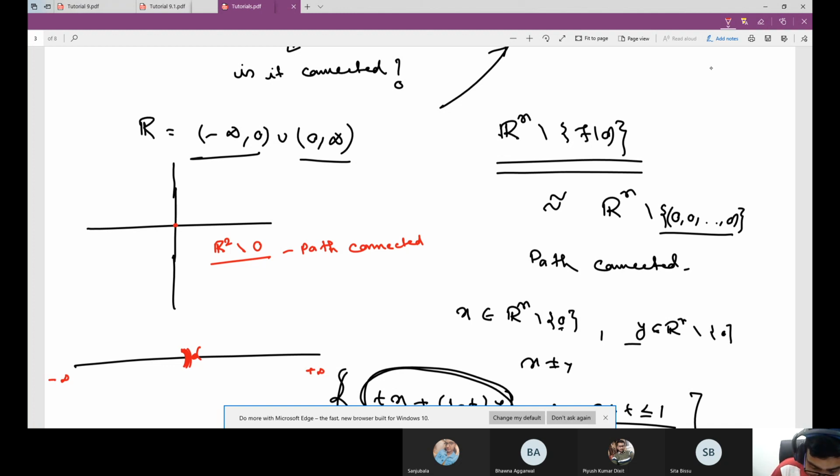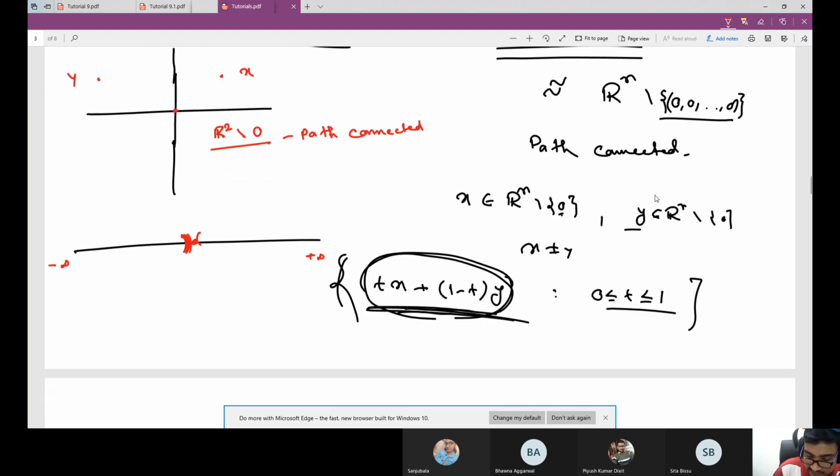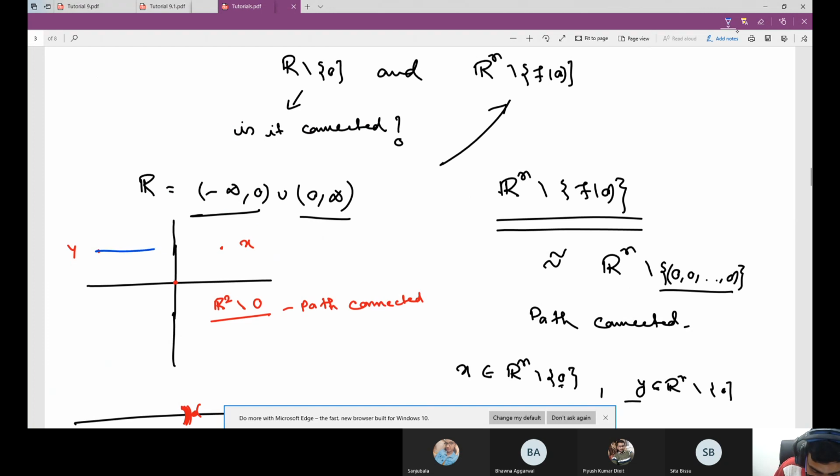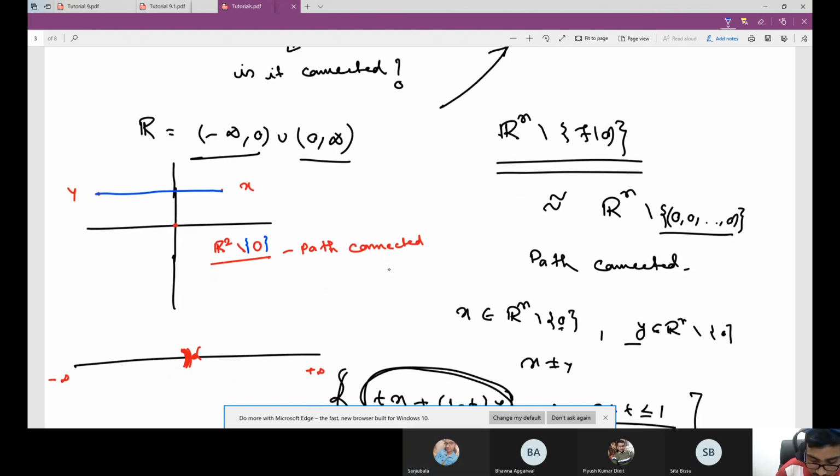Okay, so now you take 2 points. One is from here, say your x, and this is say your y. Now you consider the path joining x and y. Does this path lie inside R2 minus 0? Yes, sir. So this line lies in R2 minus 0 because this line does not intersect the origin.